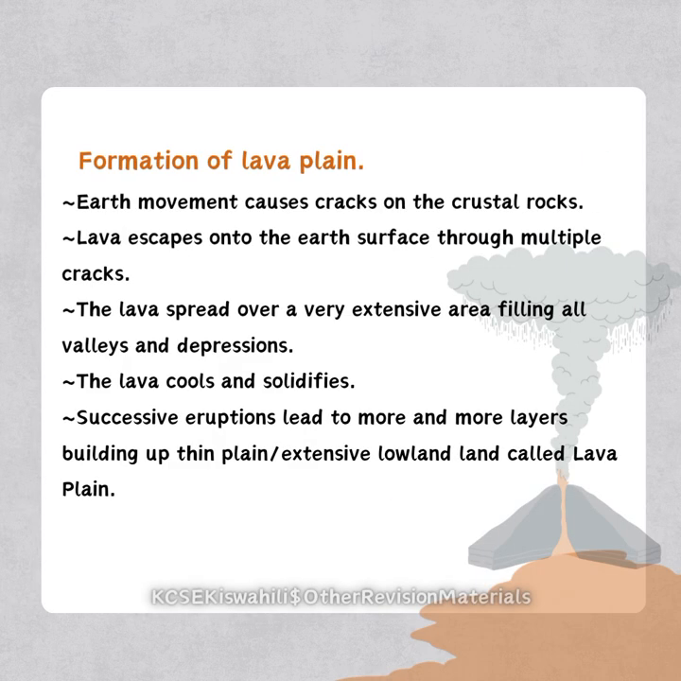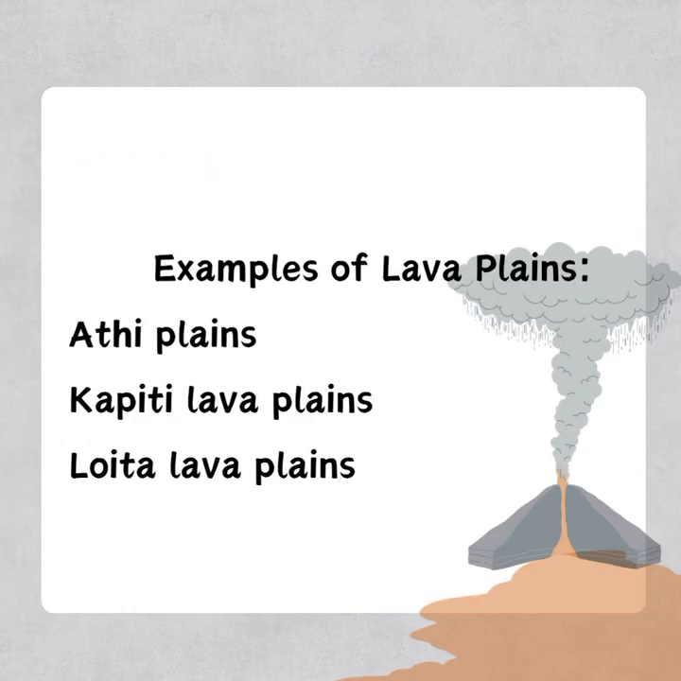Earth movement causes cracks on the crustal rocks. Lava escapes onto the Earth's surface through multiple cracks. The lava spreads over a very extensive area, filling all valleys and depressions. The lava cools and solidifies. Successive eruptions lead to more and more layers, building up a thin, extensive lowland called a lava plain. Examples of lava plains: Athi plains, Kapiti lava plains and Laikipia lava plains.